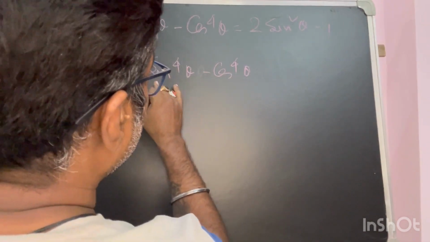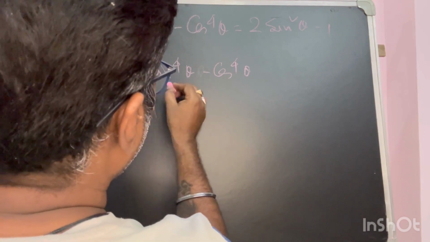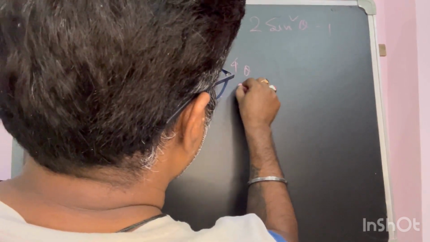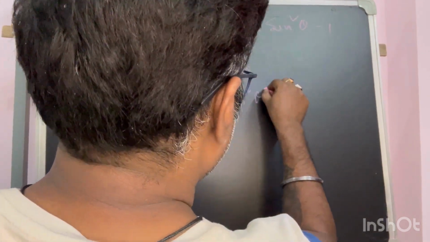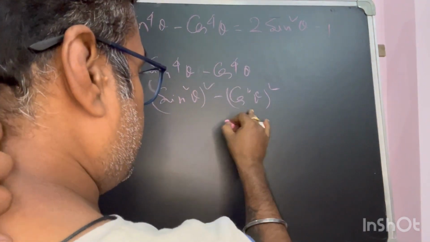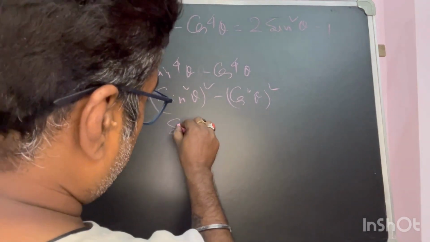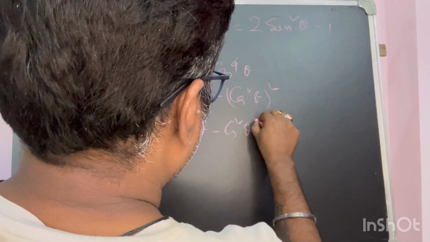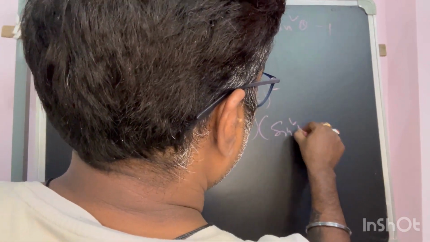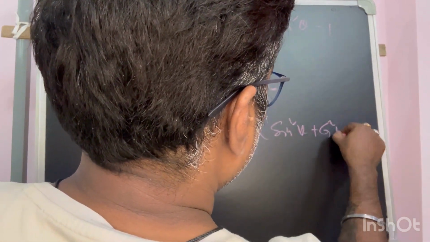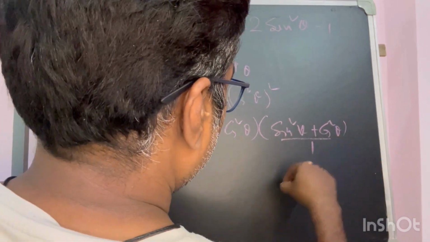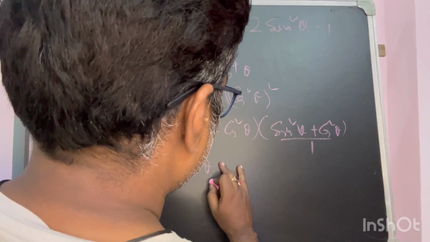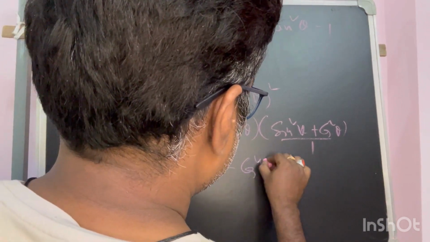This can be written as sine square theta whole square minus cos square theta whole square. This will turn into a square minus b square, that is a plus b, a minus b. So sine square theta minus cos square theta, and another part is sine square theta plus cos square theta. So this part is 1. So this is ultimately sine square theta minus cos square theta.